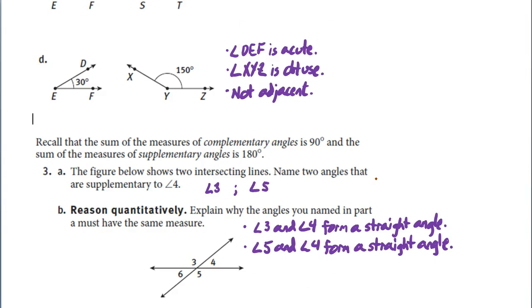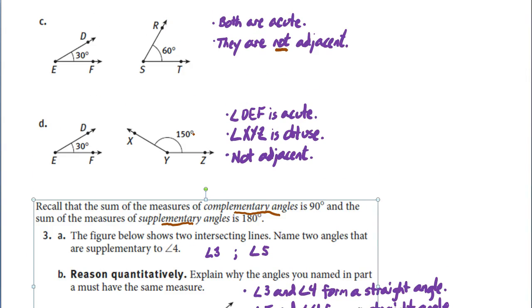Recall that the sum of the measures of complementary angles is 90 degrees. And the sum of the measures of supplementary angles is 180 degrees. So we could have further described the 2 that we had already done. Because these 2 angles sum to 90 degrees, they are complementary. In question D, because 30 plus 150 is 180 degrees, they are supplementary.